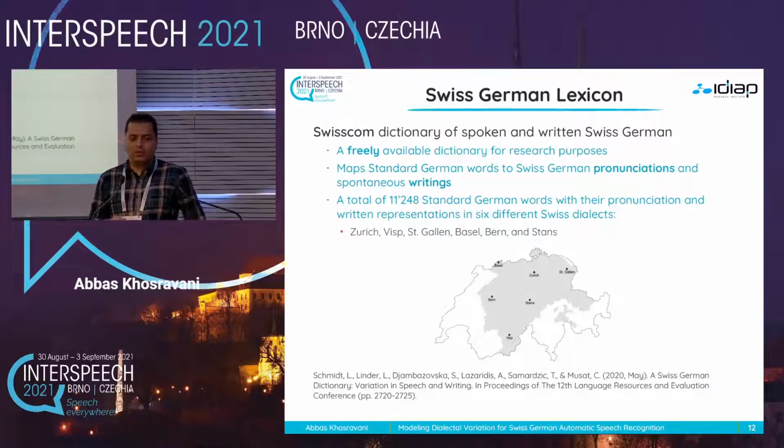For the lexicon, Swisscom also provides a lexicon for spoken and written Swiss German. It's freely available, and it maps standard German words to their pronunciation in Swiss German and also their written form. There is a total of 11,000 standard German words that are mapped to the pronunciation. Most of them are from these regions.